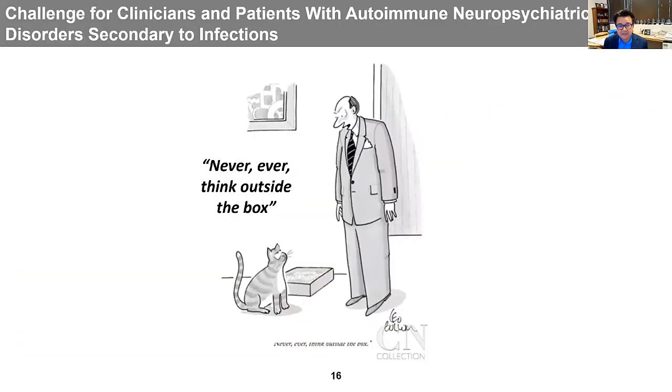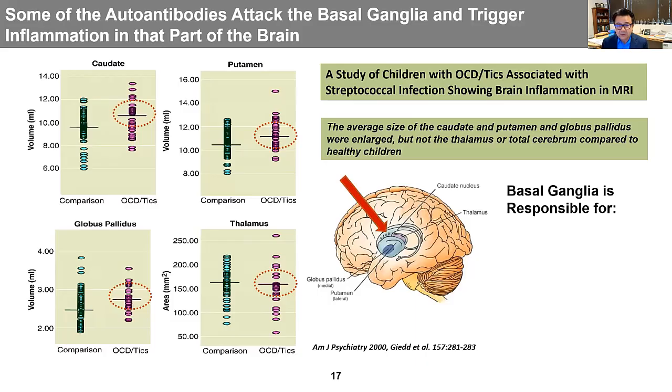And the challenge that you face in patients with these conditions is this idea of never thinking outside the box. So often, as mentioned, many of these patients will come to us after going through various physicians, clinicians, and practitioners who have identified that this could be an underlying autoimmune condition. Some of these autoantibodies that we'll talk about attack the basal ganglia and trigger inflammation in parts of the brain. This was a study done in children, looking at MRIs, because sometimes the accuracy of these is a little more difficult.